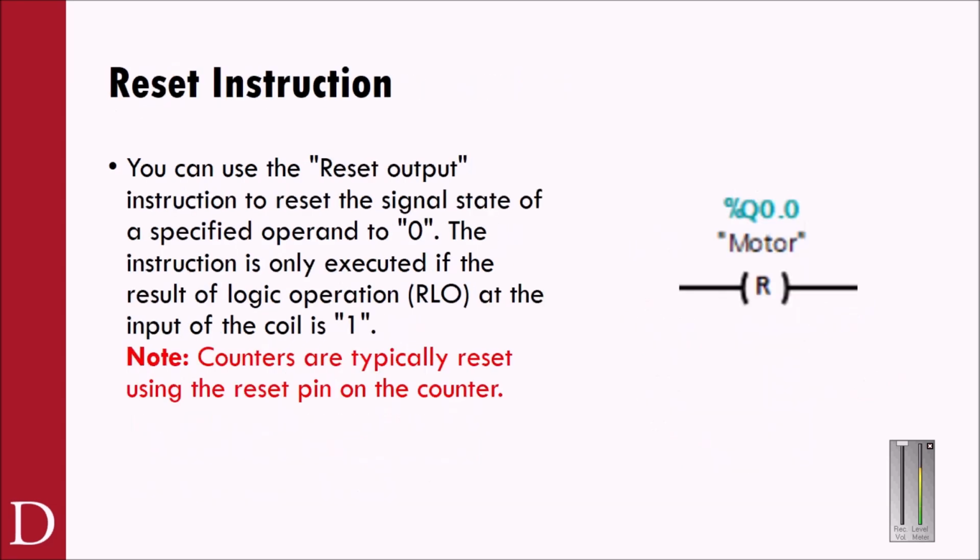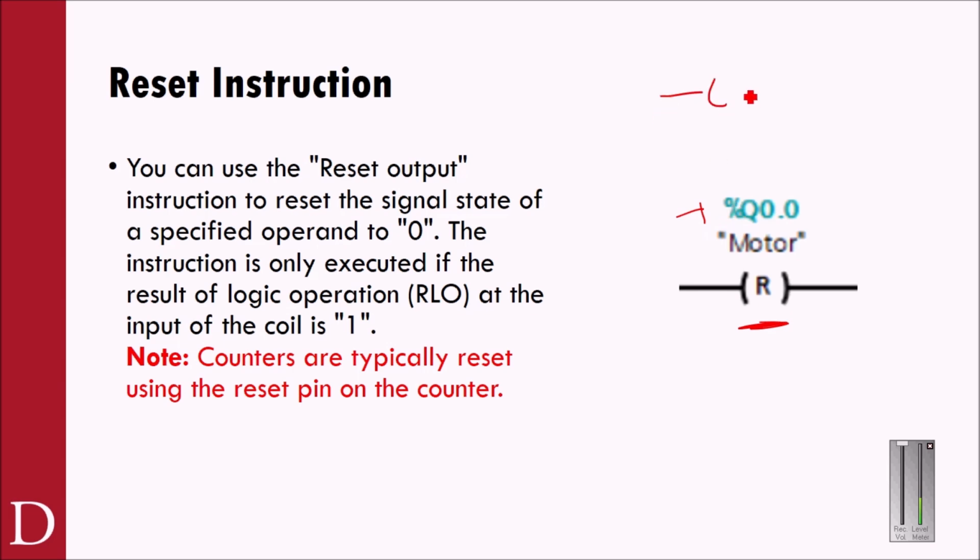All right. And then a reset instruction. I talk about this at this point because it's a little different than what we may have done in previous PLC platforms, is you could use the reset output instruction to reset the signal state of a specified operand to 0. So in this particular, I'm resetting Q0.0 to 0.